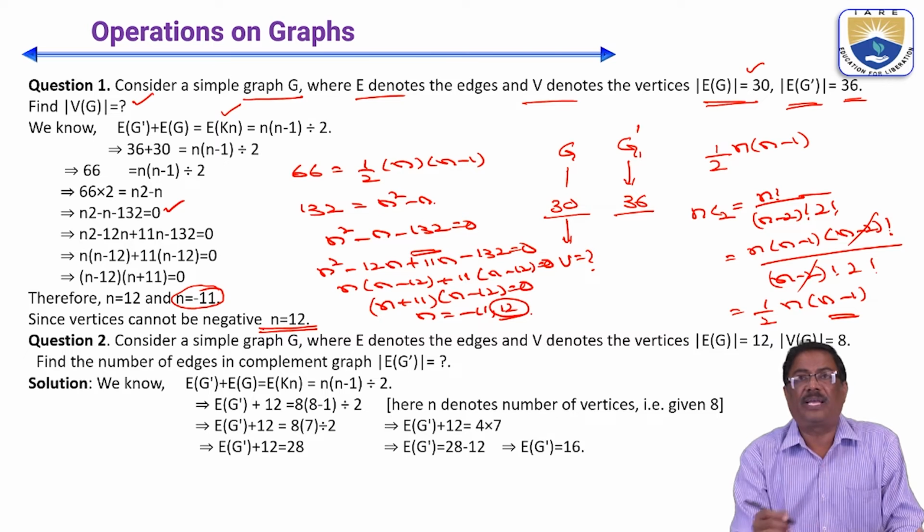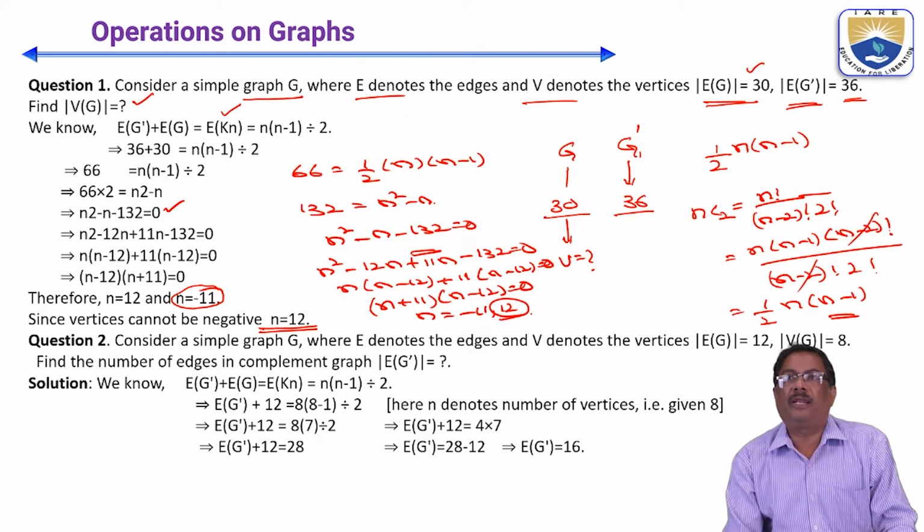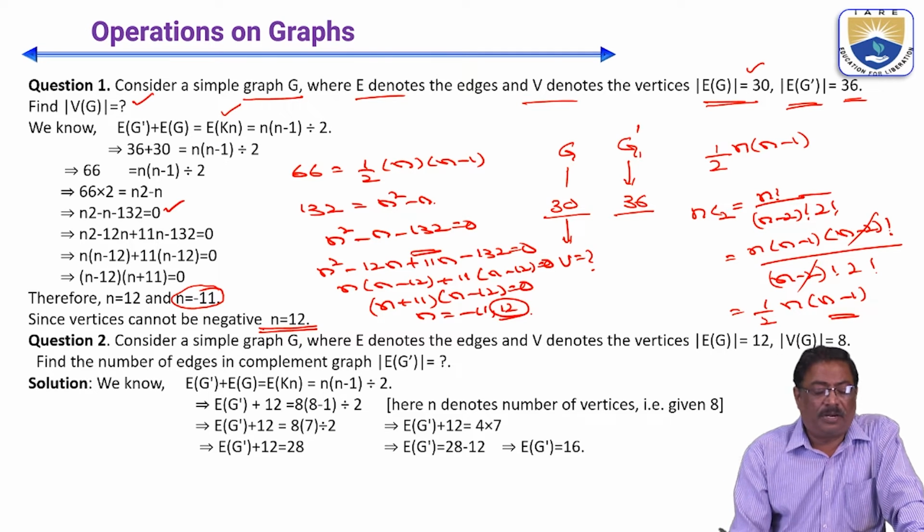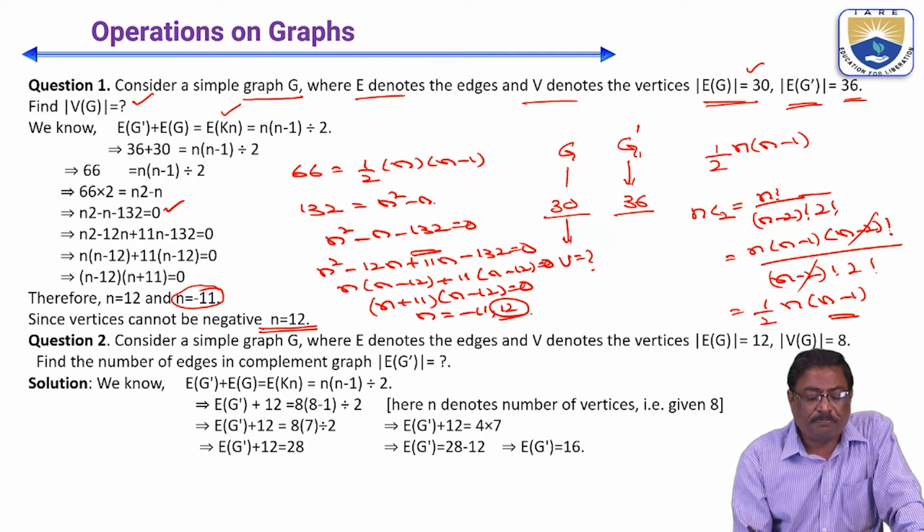So like this, we can calculate the number of vertices whenever the edges are given in the graph as well as in its complement, and find the number of vertices in the original graph. Now let us go for the second problem.